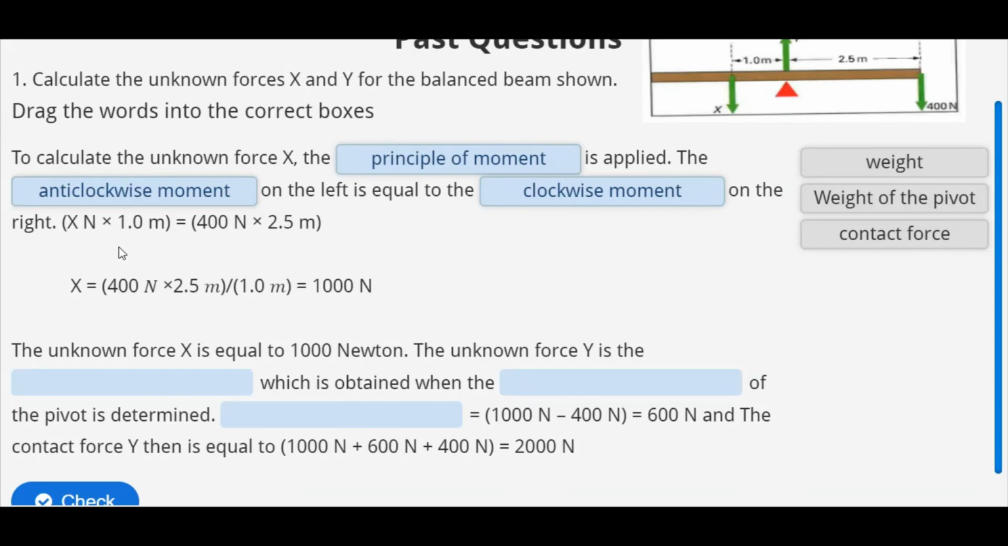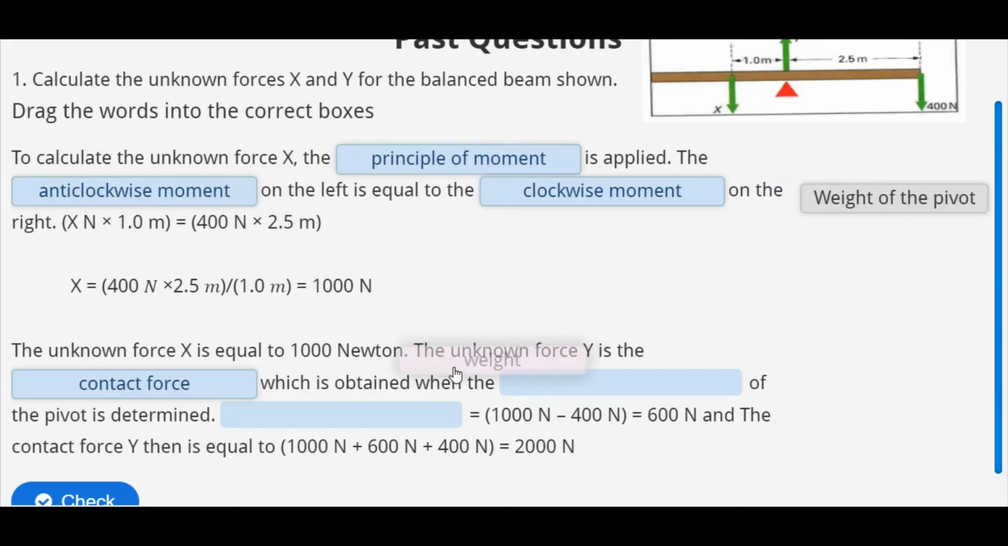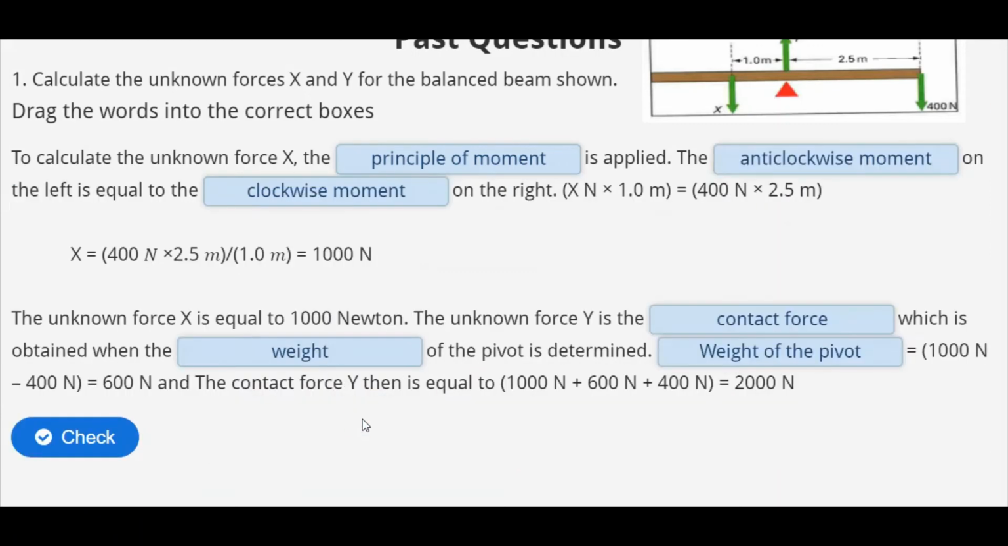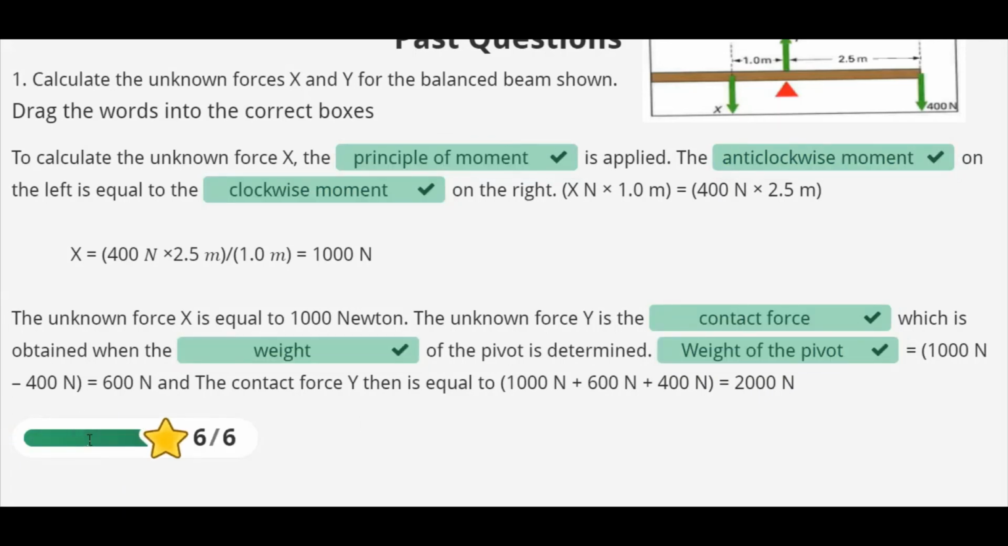The unknown force Y is the what? That's our contact force, which is obtained when the weight of the pivot is determined. So the weight of the pivot is now equal to 1,000 Newton minus 400 Newton, which is 600 Newton. And the contact force Y then equals the summation of all the forces, 1,000 Newton plus 600 Newton plus 400 Newton, which is 2000 Newton. Let's check. You can see, correct.